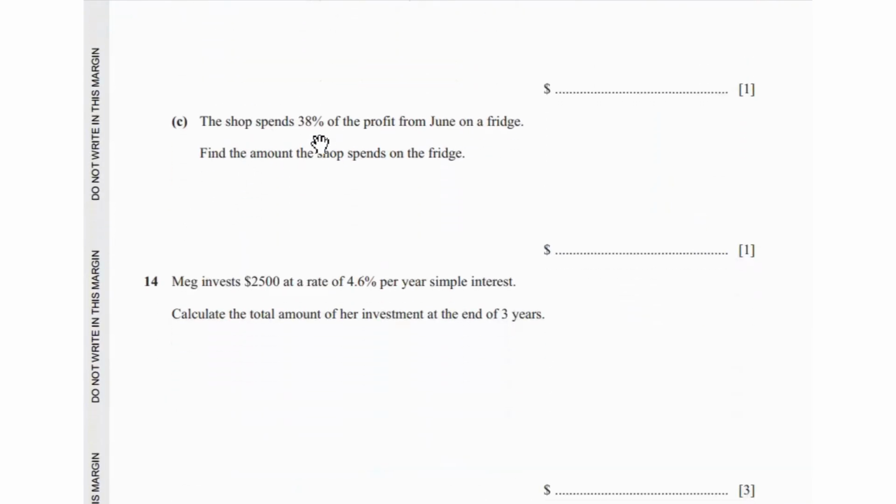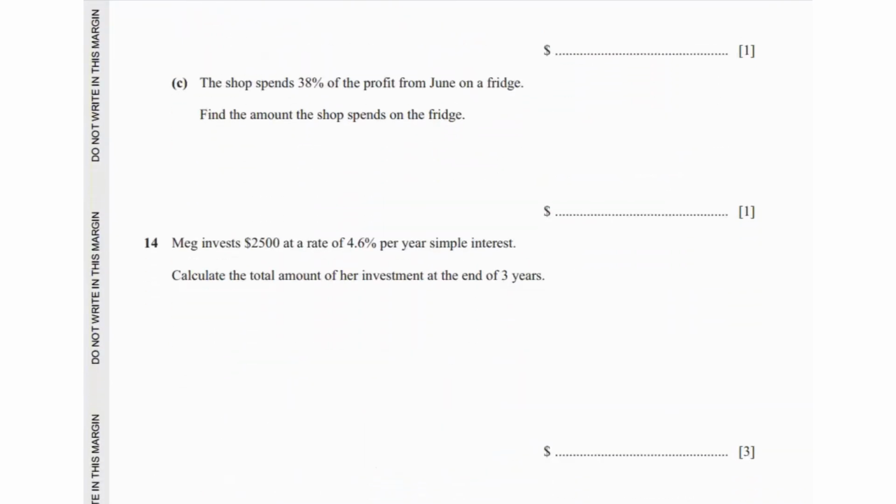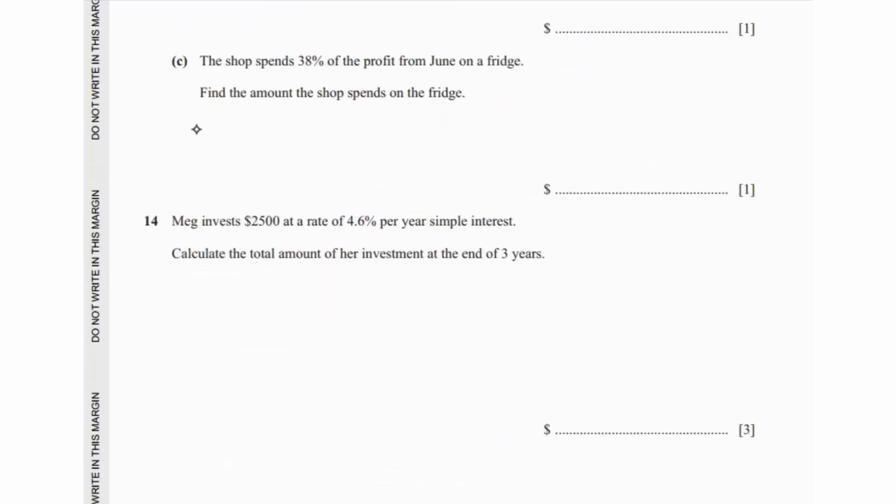Then the shop spends 38% of the profit from June on a fridge. Find the amount the shop spends on the fridge. So now in June, the profit was $600. So we just find 38% of 600. Very straightforward and simple. So that's going to be 38 times 6, and that's 228. That is the amount she spends on the fridge.